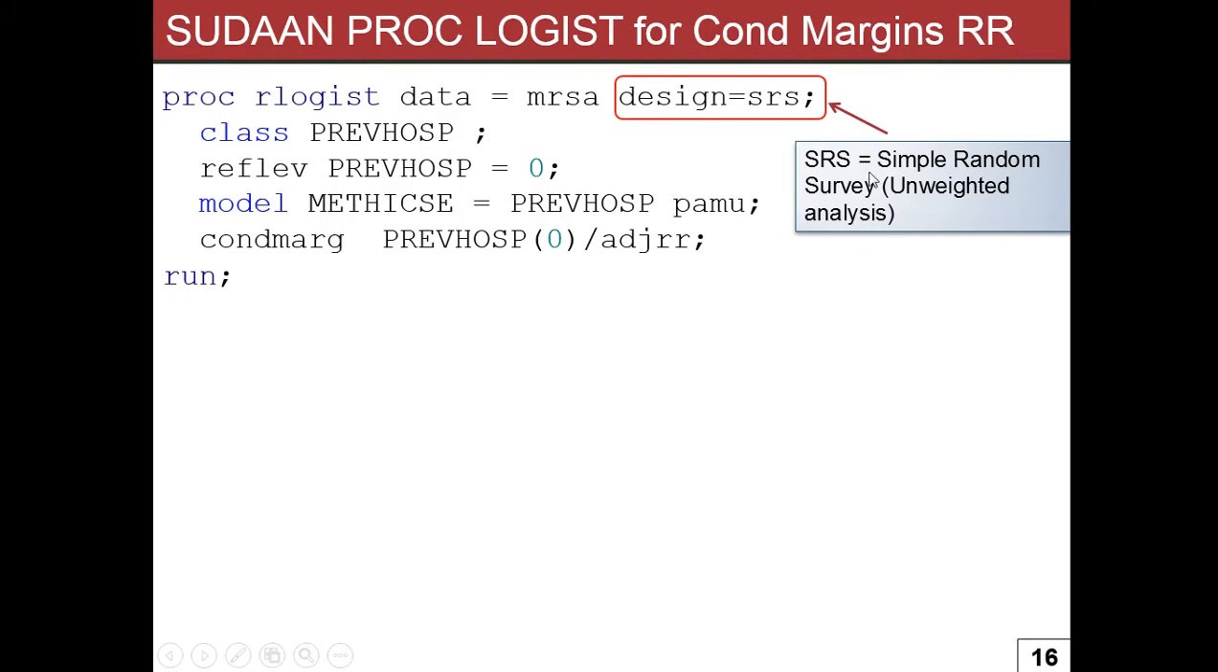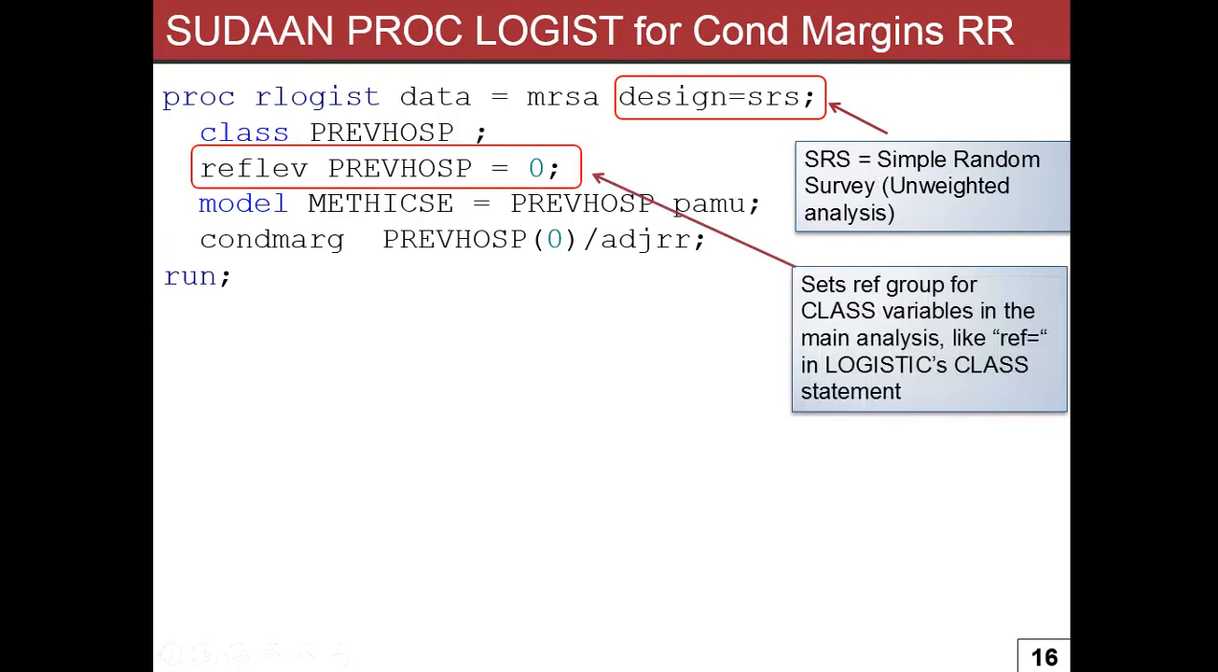So you want to do this. Then when you do the class, it has a class statement. So you want to do class. To do the conditional margin statement, which we'll get to, the exposure has to be categorical, right? Makes sense. You don't compute a risk ratio on a continuous exposure. Does it make sense? So you have to use the class statement.